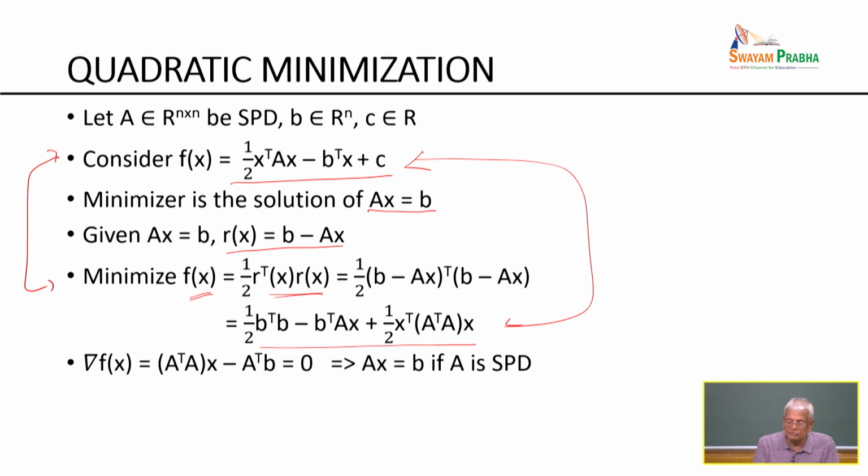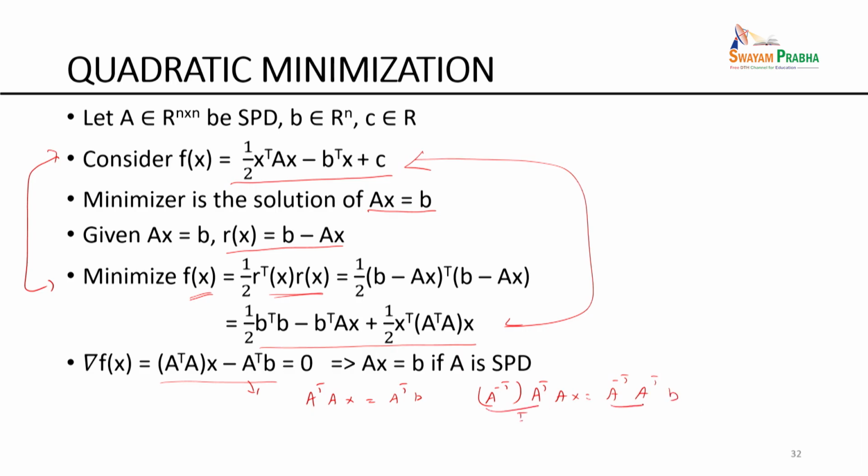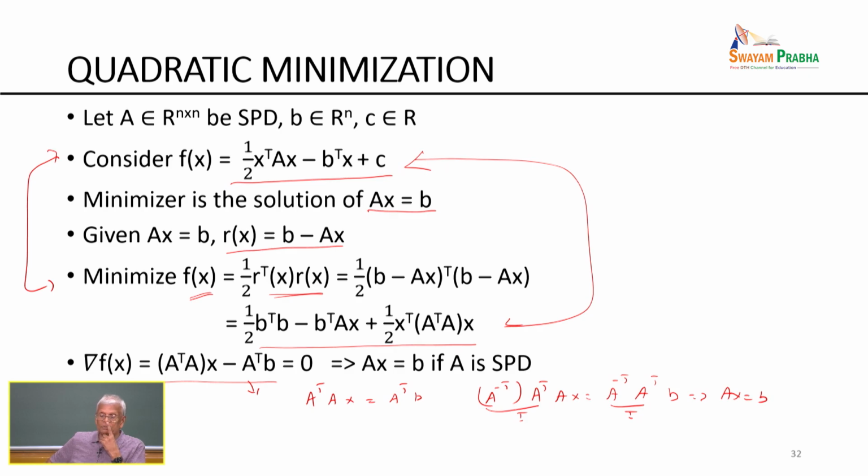The gradient of this gives A transpose A x equal to A transpose b. But A is non-singular. So, if I multiply both sides by A minus transpose, A minus transpose A transpose A x is equal to A minus transpose A transpose b, this is equal to identity, this is equal to identity, that implies A x is equal to b.